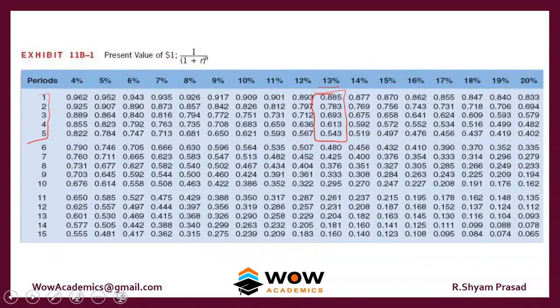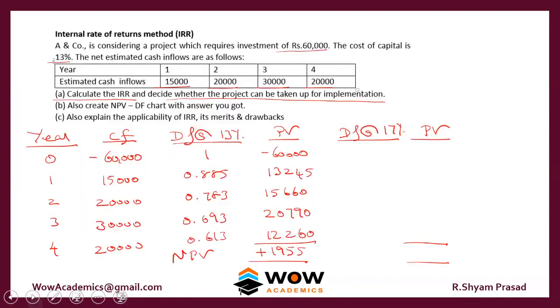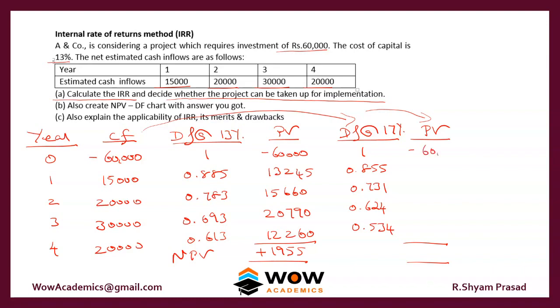So for 17% and for 4 years, these are the numbers. So we'll take those numbers. The first one is always 1. Thereafter, we'll check the numbers. So multiply the cash flow into the discount factor and get the present value. So 15,000 into, so the answer comes to minus 3155. This is a negative NPV. Okay, so we'll now work out the IRR.